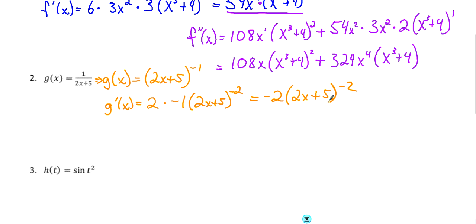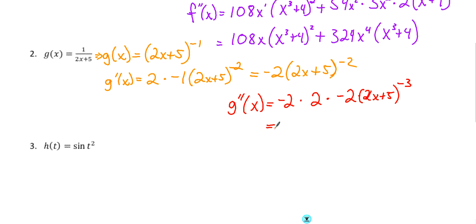So now we're going to take the second derivative. So g double prime of x. So we have that negative 2 from the first one times the derivative of this, which is inside-outside rule again. So the derivative of the inside is still 2. Then we move the power out front, negative 2 times 2x plus 5 to the negative 3 power because we subtract 1.